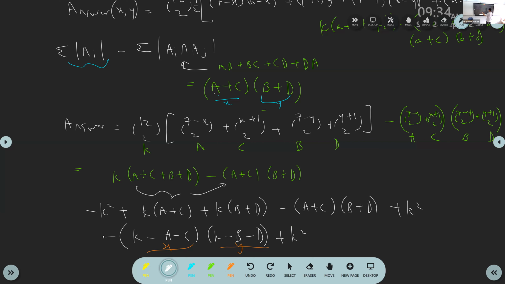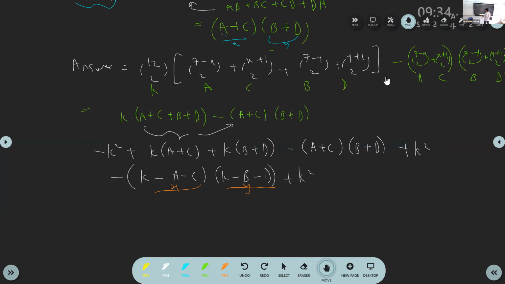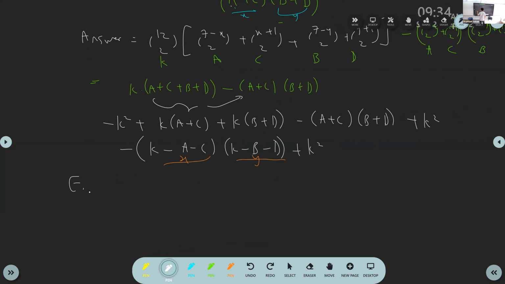Okay, so now to maximize this, you see the problem has become very simple. To maximize this, it is enough to minimize each term separately. So A plus C and B plus D. And because of symmetry, if we solve one, the other will get solved automatically. So we don't have to solve both.